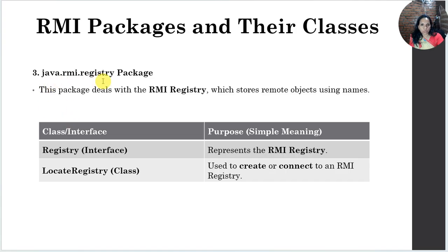Next one is the java.rmi.registry package. This package deals with the RMI registry, which stores remote objects using names. There is Registry, which is an interface, and LocateRegistry, which is a class. The Registry represents the RMI registry, and LocateRegistry is used to create or connect to an RMI registry.